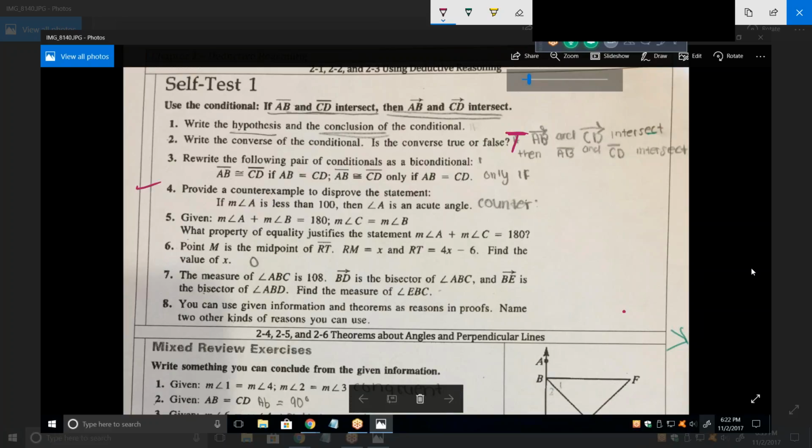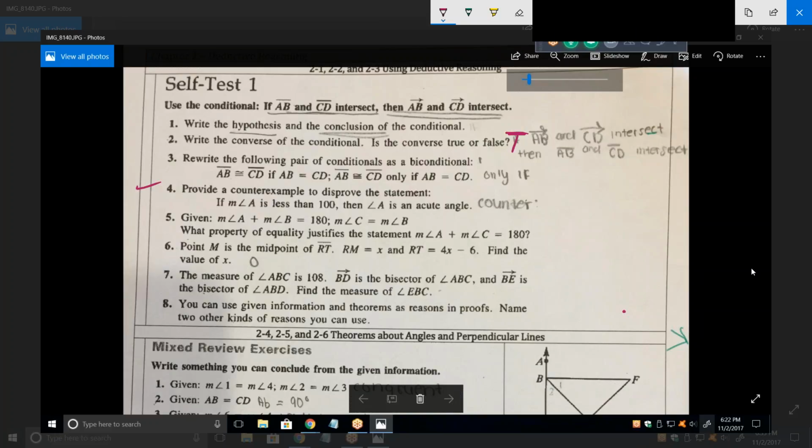Again, hope I'm not steering you wrong here, Janessa, but we'll keep going. Okay. Provide a counterexample to disprove the statement. These are easier. If the measurement of angle A is less than 100, then angle A is an acute angle. So give me something that disproves that. Give me an angle A that disproves that statement.